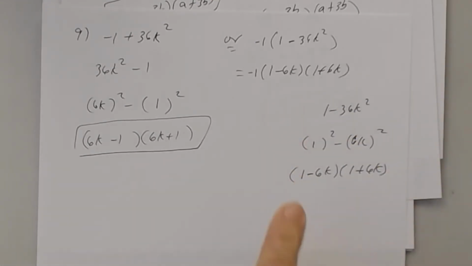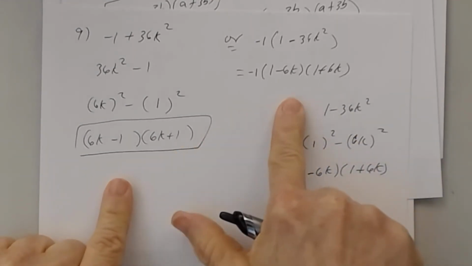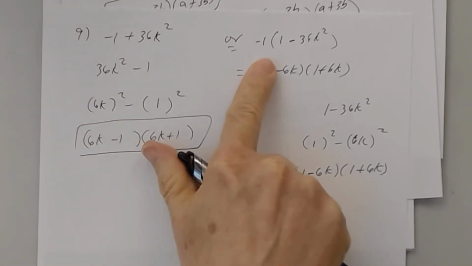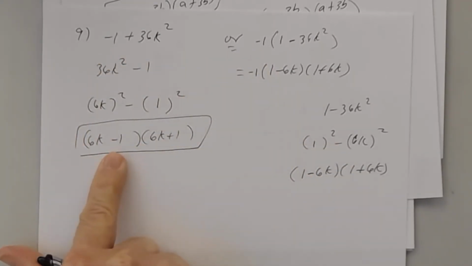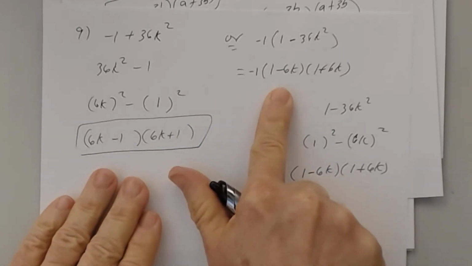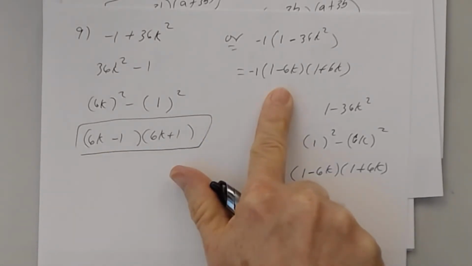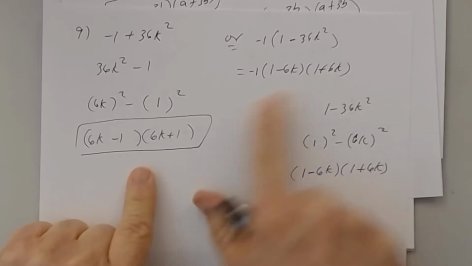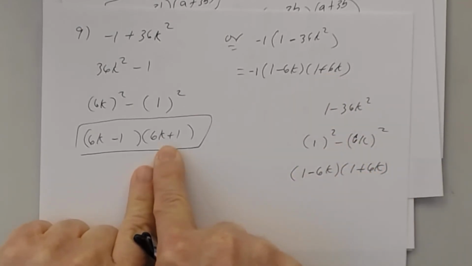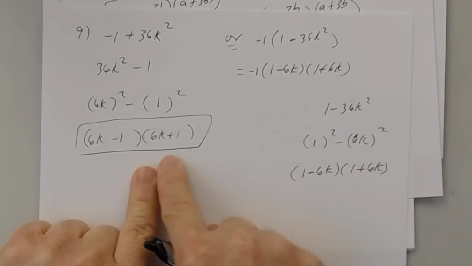All right, and so you may say, but those look different. Well, yeah, it does, because here you factored out a negative 1. Here you rewrote it where you didn't have to factor out a negative 1. But they are the same, they just look different. Because watch. You see this one right here? 1 plus 6k? Is that the same thing as this one? Yes. 1 plus 6k is the same as what? 6k plus 1.